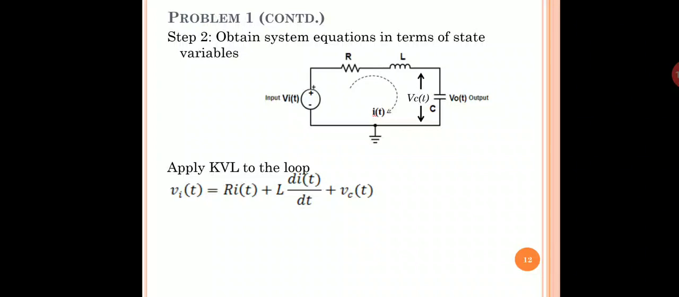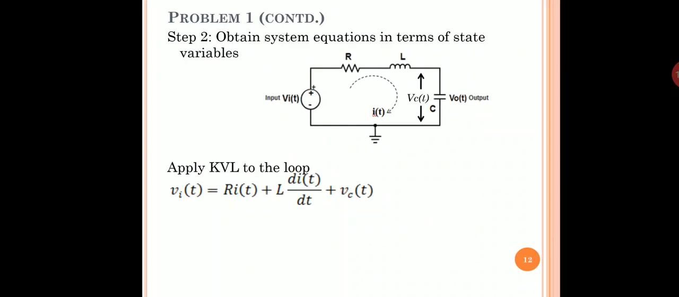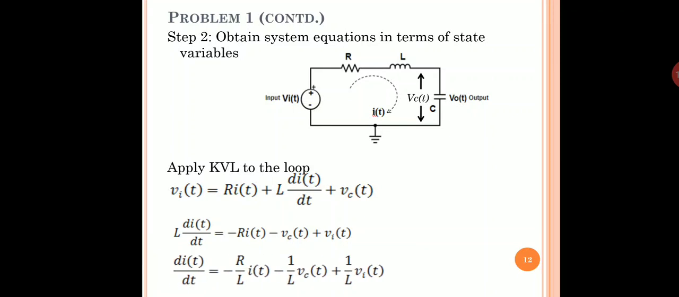Now I need to get the equation for di(t)/dt. Therefore I can move the other terms to the other side. I keep L di/dt here and move the remaining terms to the other side. You will get this equation. I need di(t)/dt, so move L to the RHS. So I get minus R by L and so on. This is the last equation, which is for di(t)/dt, the first element in the x dot matrix.